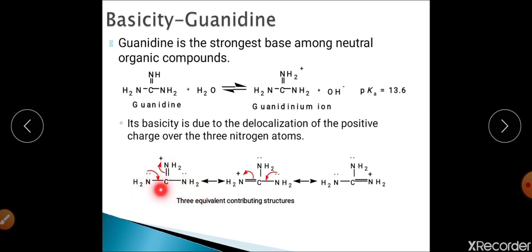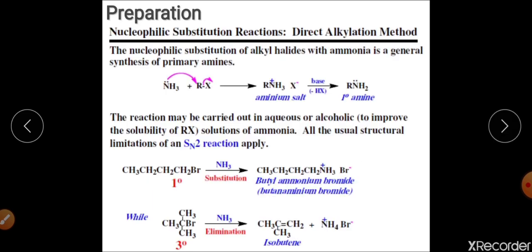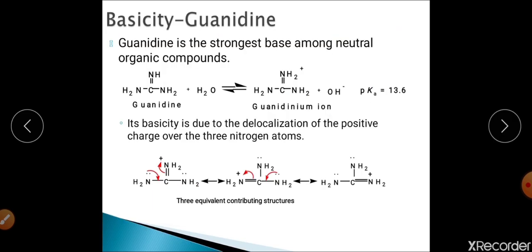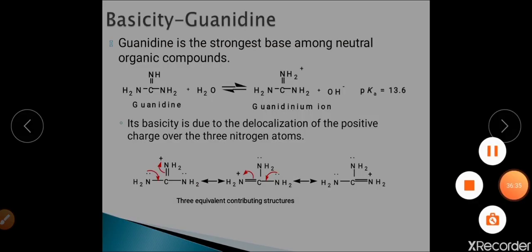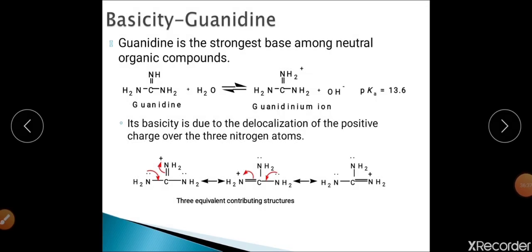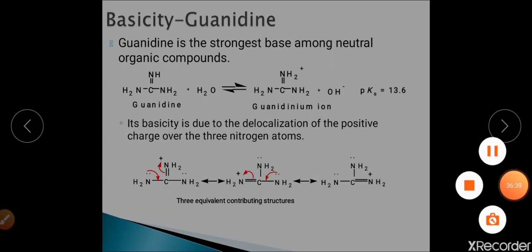And this ion is resonance stabilized, and because of resonance stabilization this particular nitrogen will be protonated, and guanidine is the strongest base among neutral organic compounds. So that's all about the basicity of the amines. Tomorrow we will discuss the methods of preparation of the amines.